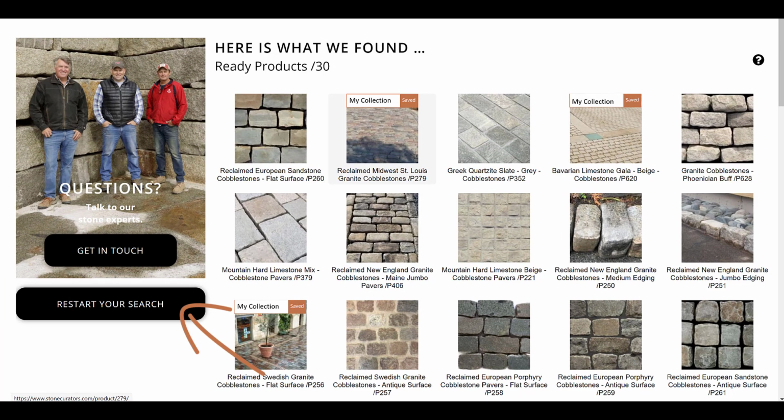For example, if you were interested in mixing beige and gray cobblestones in your driveway design, you could do a second text search for gray driveway cobblestones and then add the stone from that search to the collection.